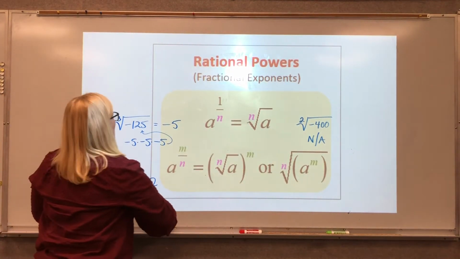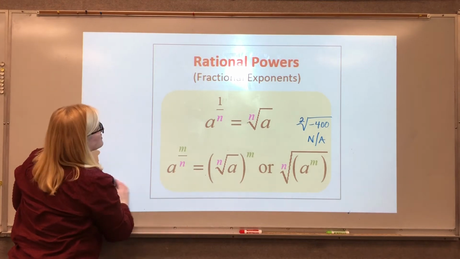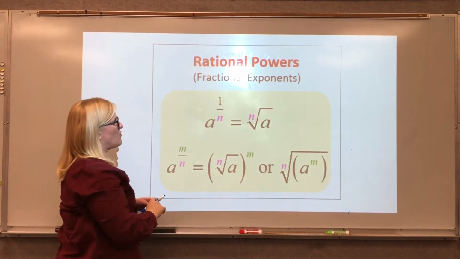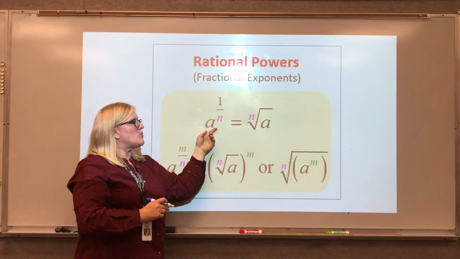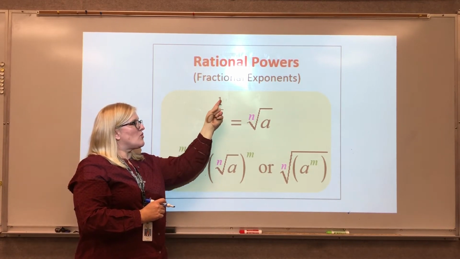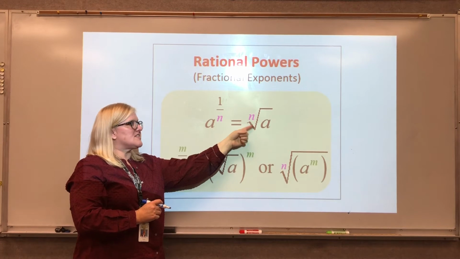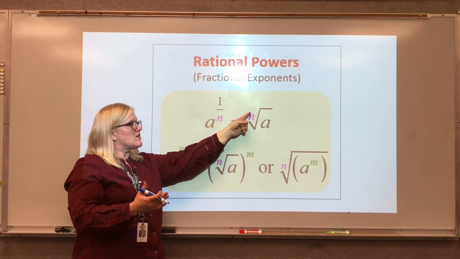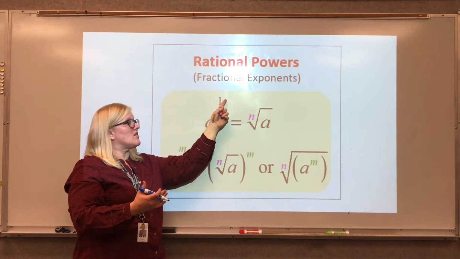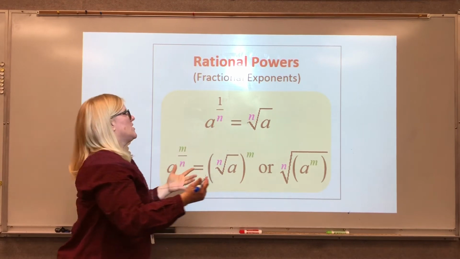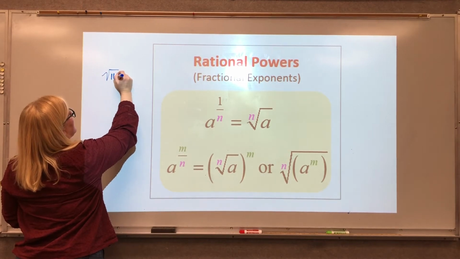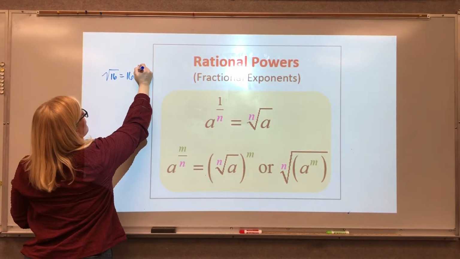Okay, so rational powers are with fractional exponents. This is really important to remember. So we have a to the 1 over n power, where n is our index. So the nth power goes right here, and it's a to the 1 over n. So the square root of 16 is 16 to the 1/2 power.